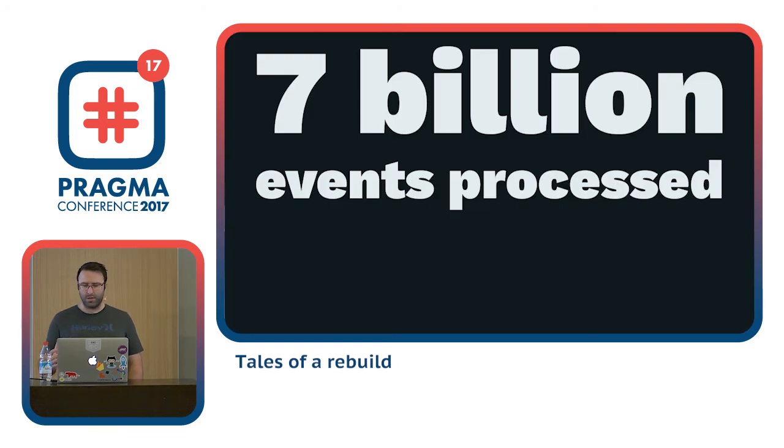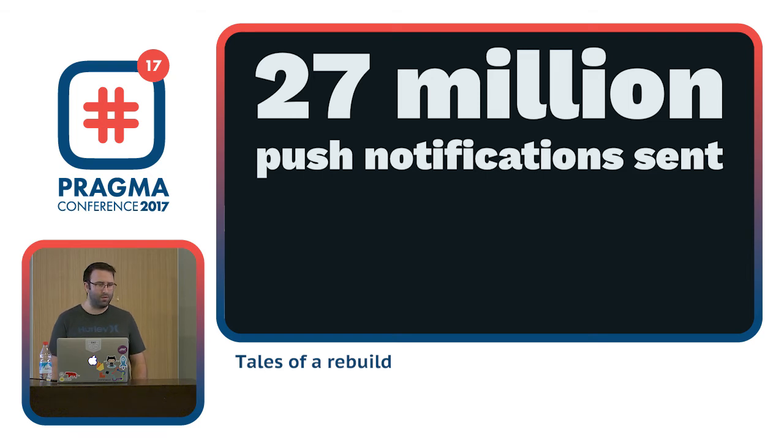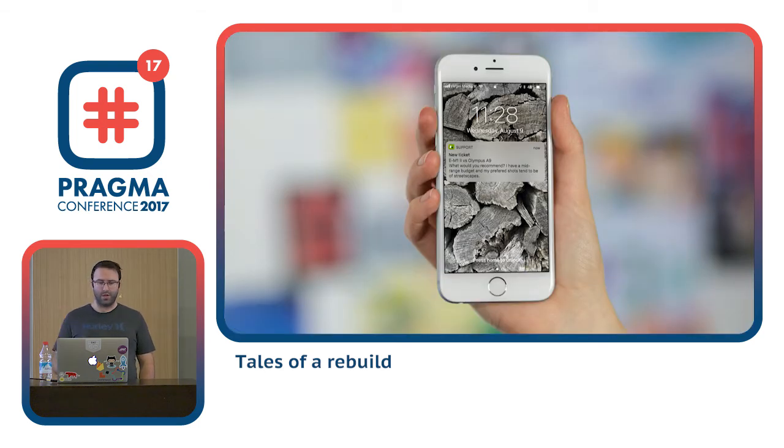What that means is we built something that processes about 7 billion events a month and turns out to be 27 million push notifications a month. And all that to just send one of these. It's a lot of effort, but what it's given us is a flexible platform that allows our customers to get the notifications they want and allows us to build new features more rapidly.